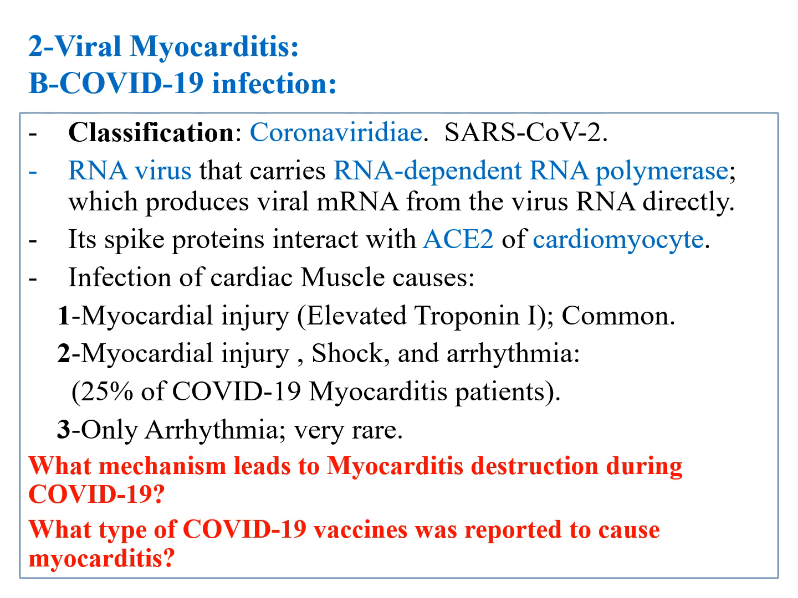During COVID-19 infection, the myocardial effect can appear either in the form of myocardial injury that can be detected by elevated troponin, and this is very common, or myocardial injury accompanied by shock and arrhythmias in a quarter of the patients, or rarely the patient might present with only arrhythmias.